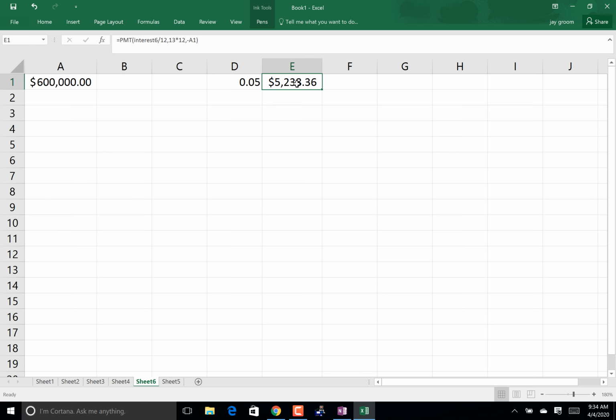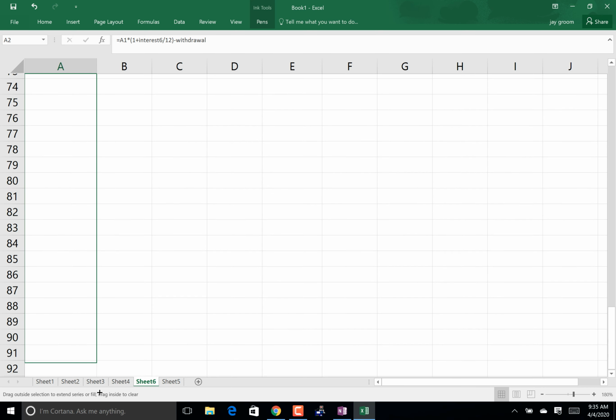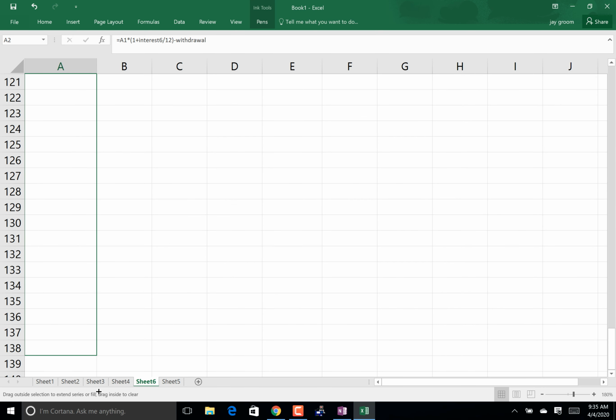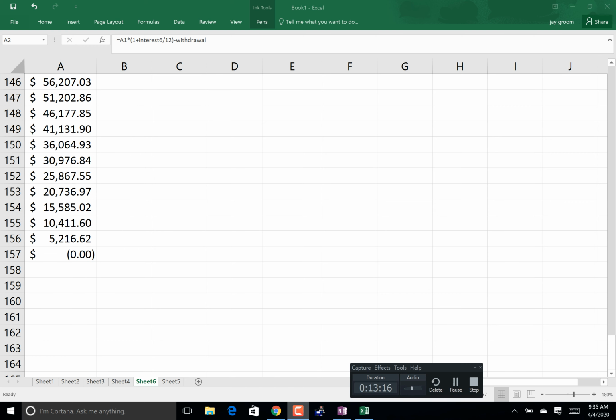Well, let's see if that's right. Okay, so let's see if that's correct. Withdrawal. Let's see if that works. So equals this. Again, easy to check yourself because you just click and drag. And when I get down here to 156, which would be the 157 row, $0 left over, and that's awesome. Well, I guess it's awesome. You're 83. All right. Hope that helps. Let me know.